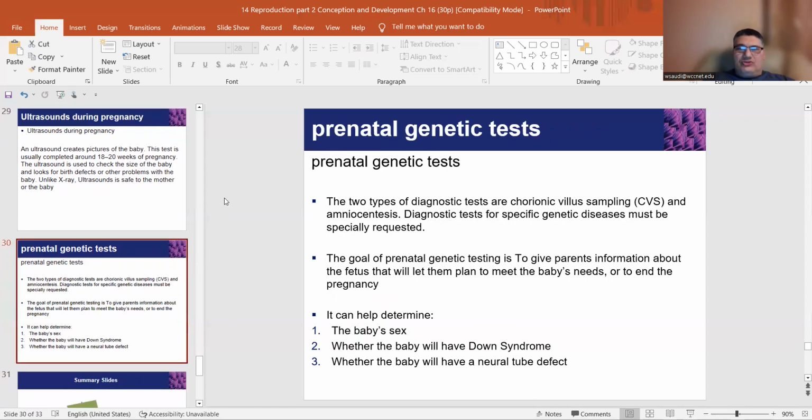The last thing that I want you to know here is the prenatal genetic test. So prenatal is not ultrasound. It's not only a blood test. There is also a genetic test. So what can be done if the lady is pregnant? Ultrasound, blood tests, and prenatal genetic tests can be done.